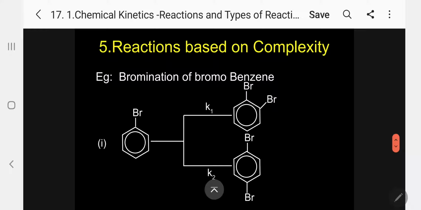Example, kindly follow, reaction based on complexity. Under this parallel reaction, I am taking the example of bromination of bromobenzene in presence of ferric bromide. In presence of ferric bromide, kindly follow, so bromine in presence of ferric bromide.